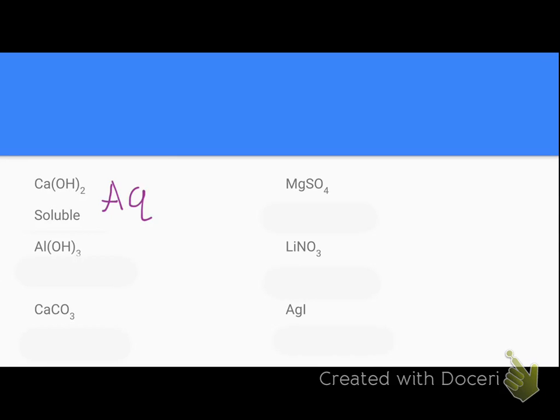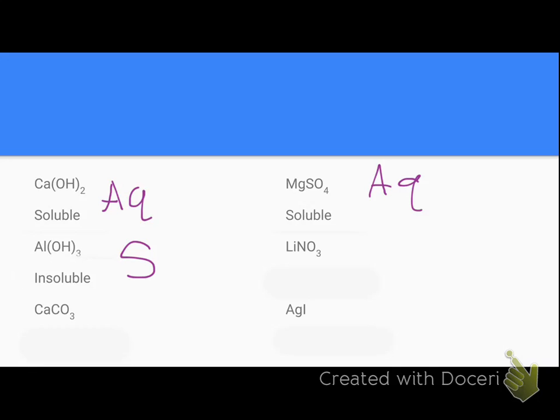All right, now looking at magnesium sulfate, looking for the sulfate column. All sulfates are going to be soluble except for those of barium, lead-2, calcium, and strontium. Magnesium is not one of those, meaning that it is soluble. So this is also going to be aqueous. Aluminum hydroxide, so another hydroxide. All hydroxides, we're thinking they're solid, except aluminum is not one of the exceptions, meaning that this is insoluble, so this is going to be a solid.